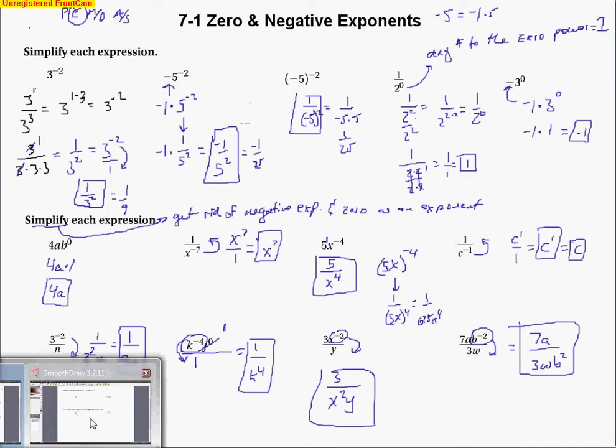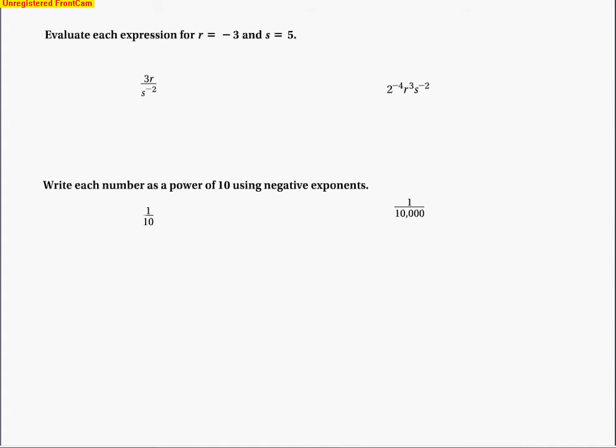Let's take a look at a few other types that we might end up seeing, and here we have to evaluate the expression. So we're going to substitute these numbers in, or actually, before we even substitute, let's go ahead and simplify first. Let's make this a positive exponent, so it's 3r s to the 2nd power. Now I'll go ahead and substitute. 3 times negative 3 times s, which is 5 to the 2nd power. So this makes a negative 9 times 25. And so when I multiply those, I get negative 225. One negative makes a negative.